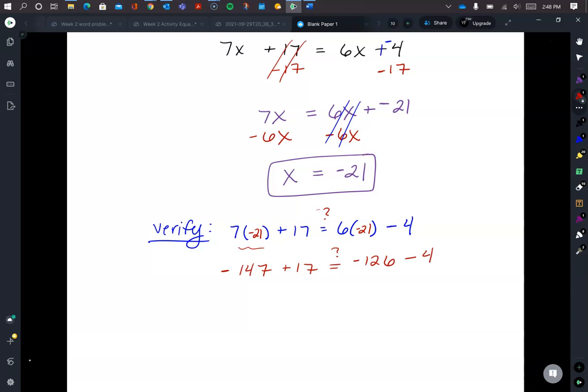And so I have negative 147 plus 17. On the left-hand side, it's going to give me negative 130. And then this one we can just eyeball, but we'll write it out anyway. Negative 126 minus 4 would be negative 130. So then you say check, yes, it works.